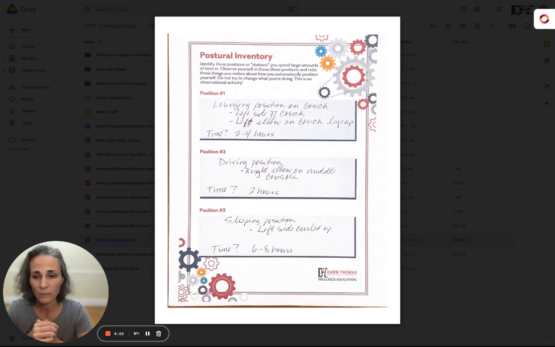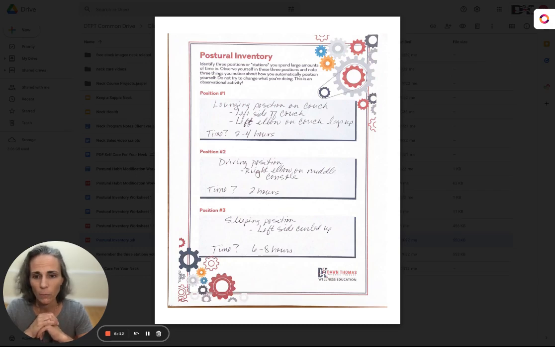These are my common 3 positions. This is my habitual positioning, how I'm totally comfortable putting myself without thinking. That's really the definition of a habit: something that you do without thinking. It's just automatic. So that's my postural inventory.